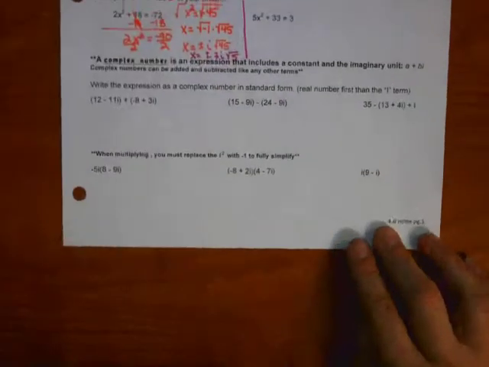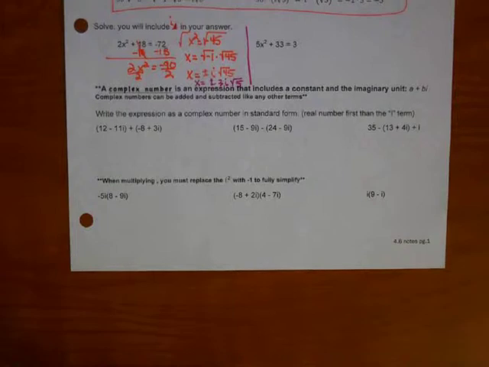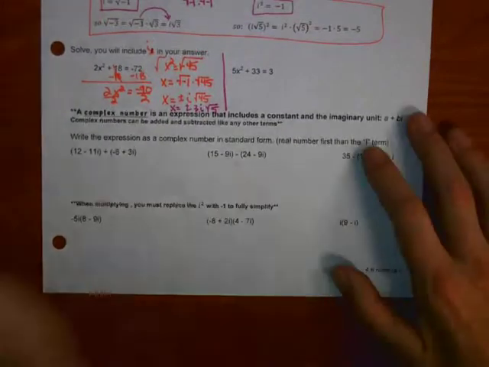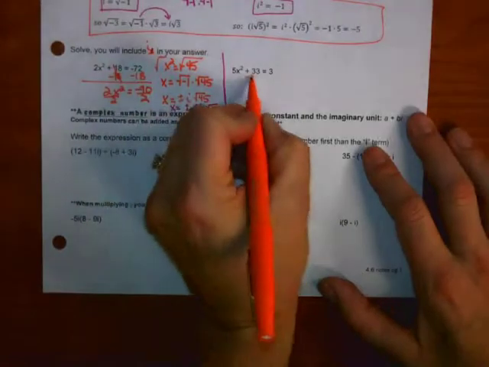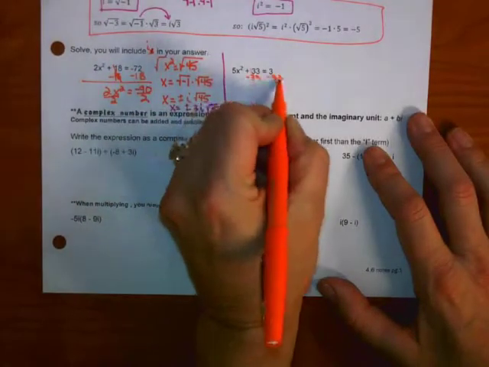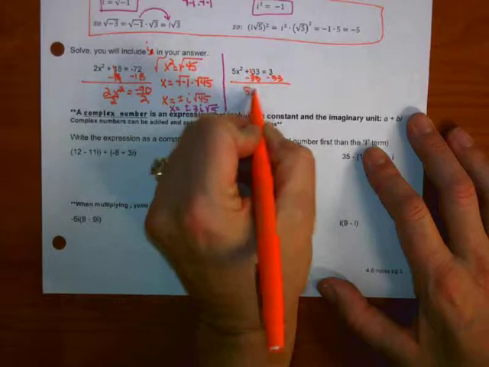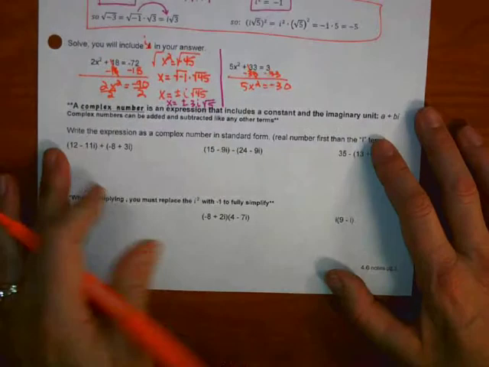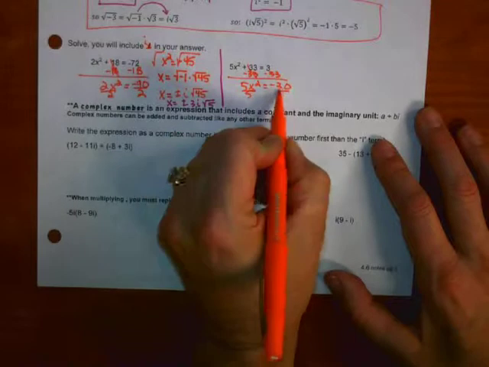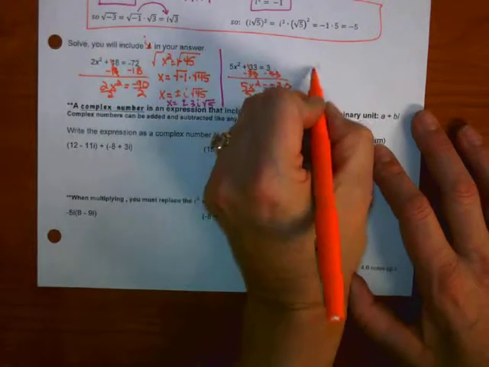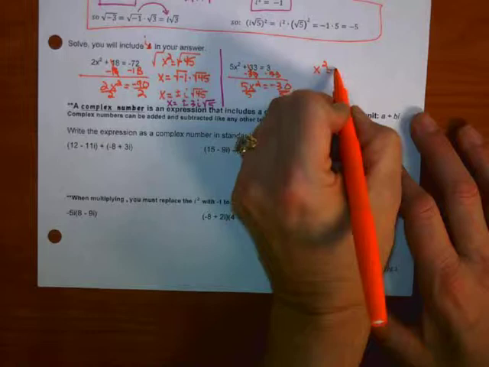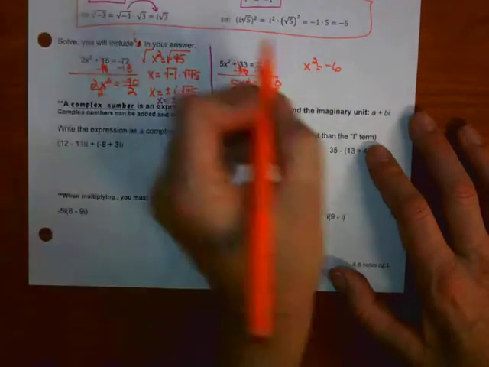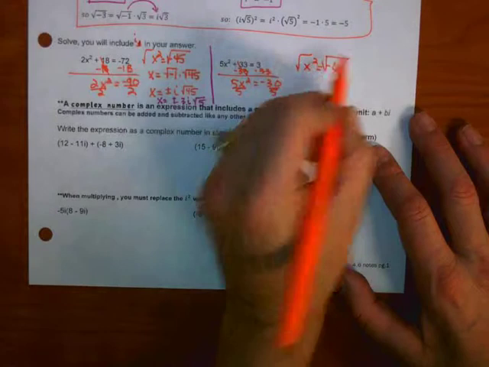Okay? All right, here we go. Let's do another one. Same process. We're going to subtract 33 from both sides. 5x squared equals negative 30. Divide by 5. x squared equals negative 6. Take the square root.